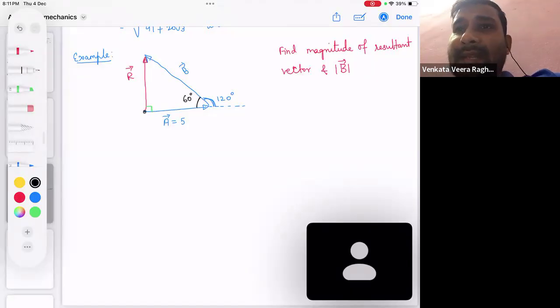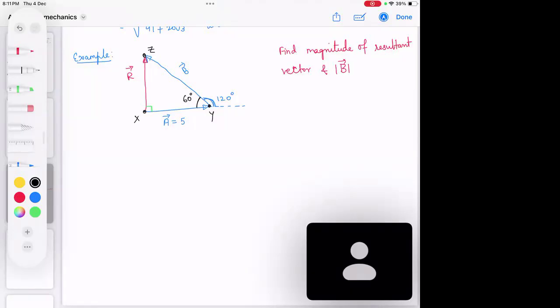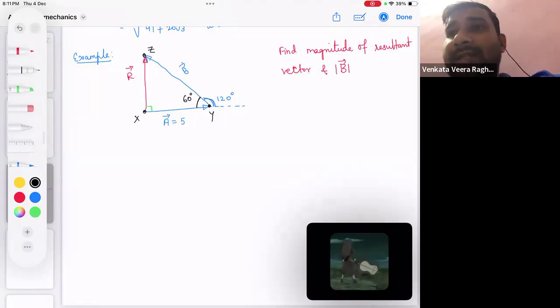Isn't it? And look at the triangle XYZ, isn't it? XYZ is a right angle triangle now. Check it, Ramcharan, Bernal, both of you. Yes, sir, it's 10. XYZ is a right angle triangle, isn't it?